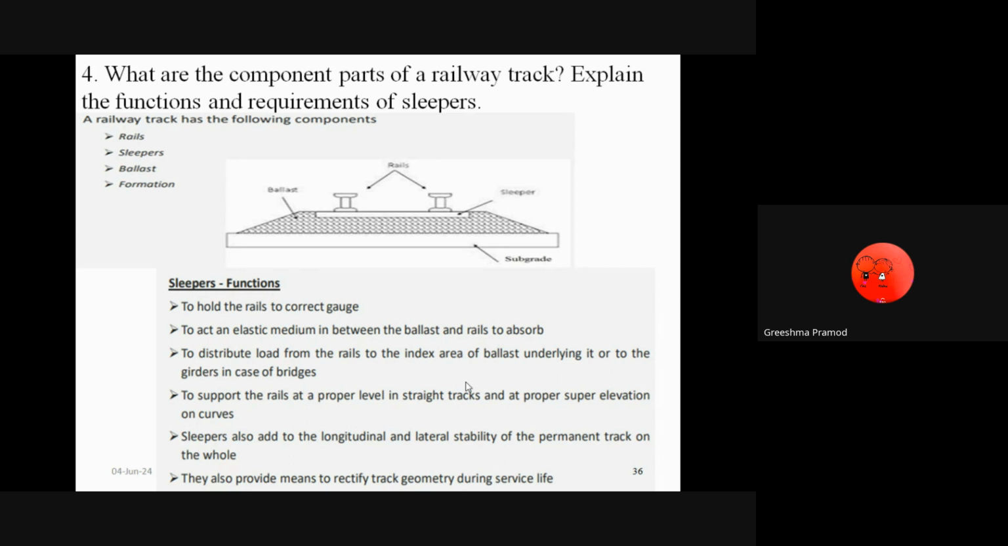It holds the rails to correct pitch. It acts as an elastic medium between the ballast and the rails. It distributes load from the rails. It supports the rails at a proper level in straight tracks. It also adds to the longitudinal and the lateral stability of the permanent track on the whole. Also, it provides means to rectify track geometry during its service life.